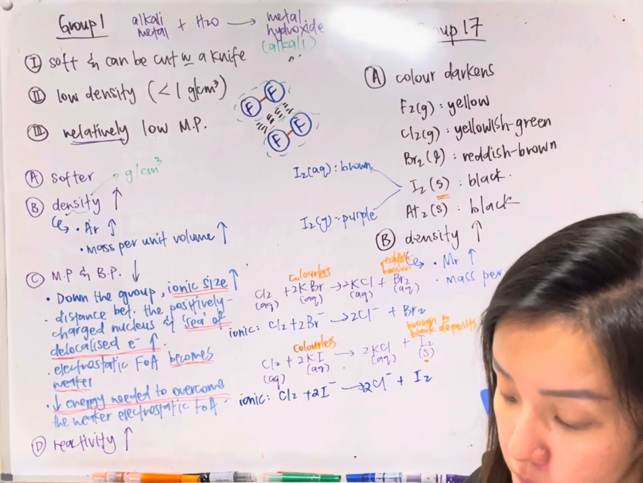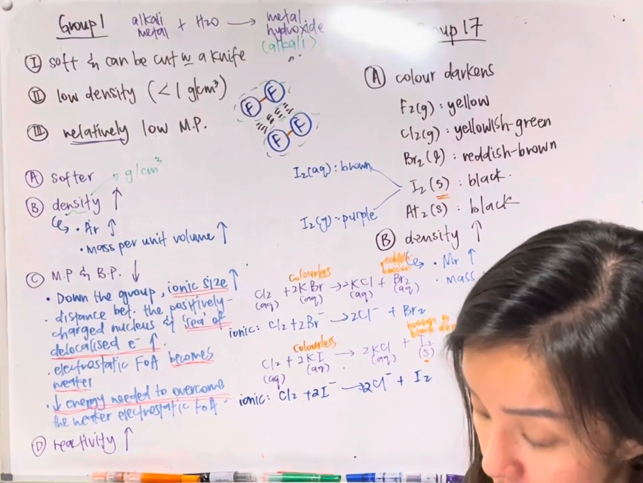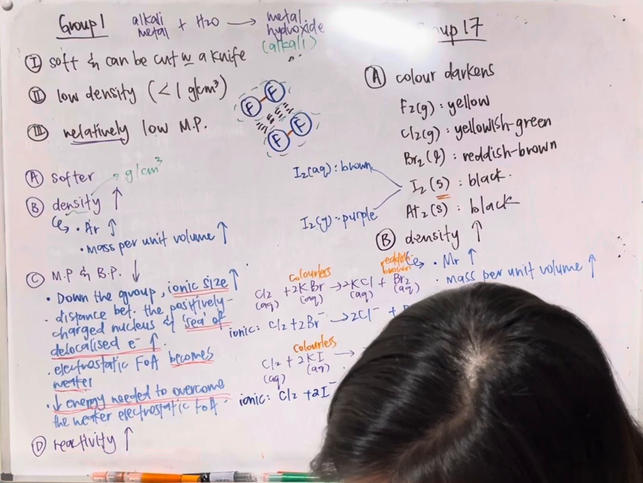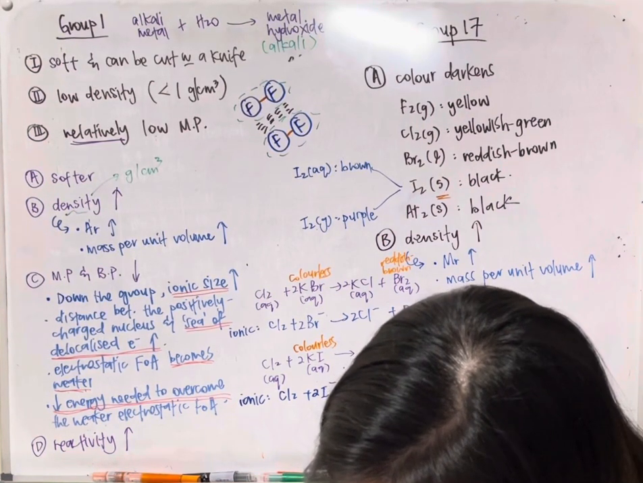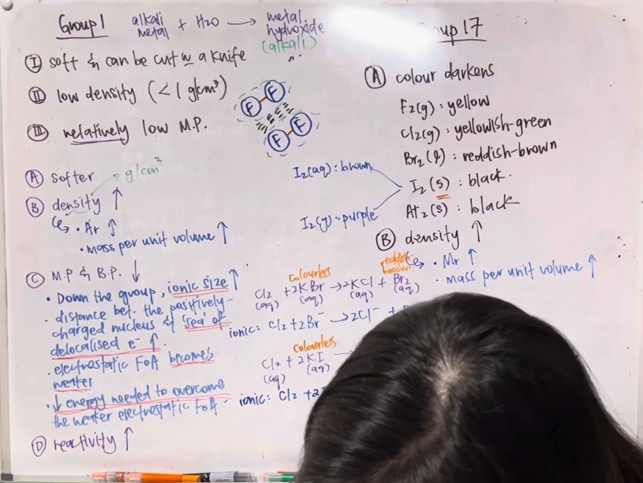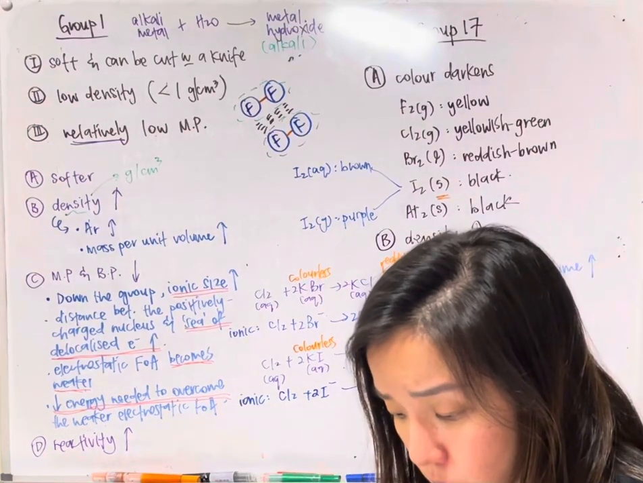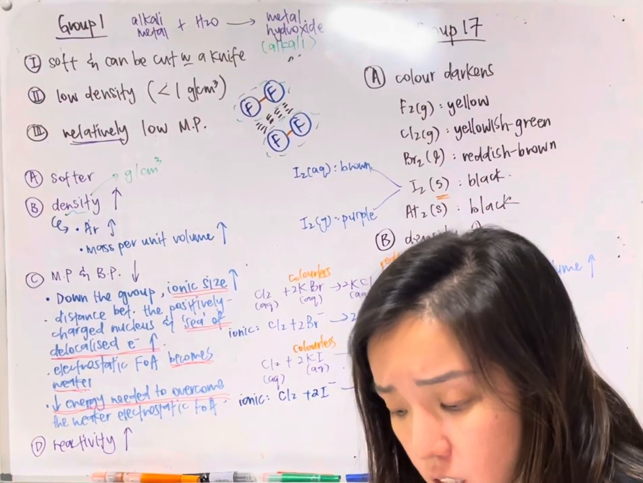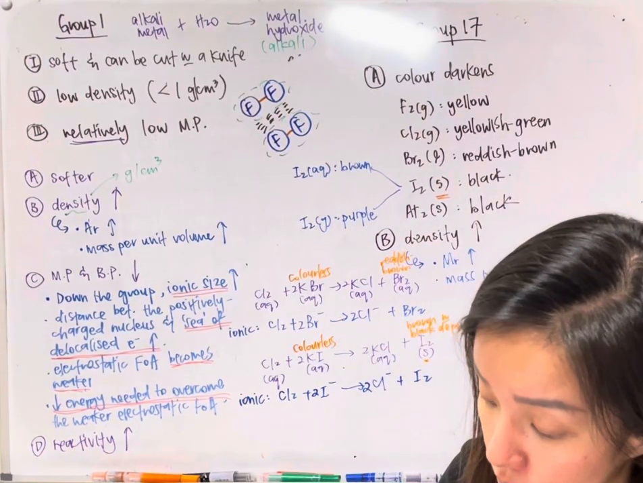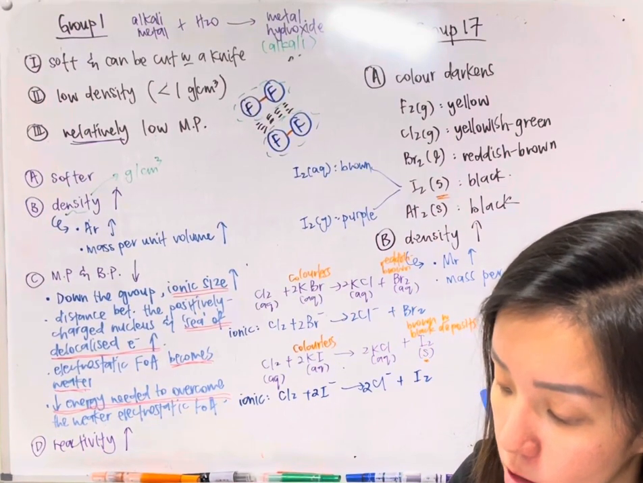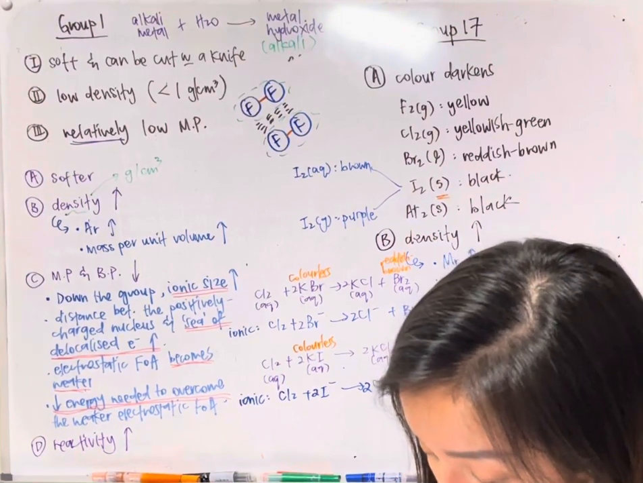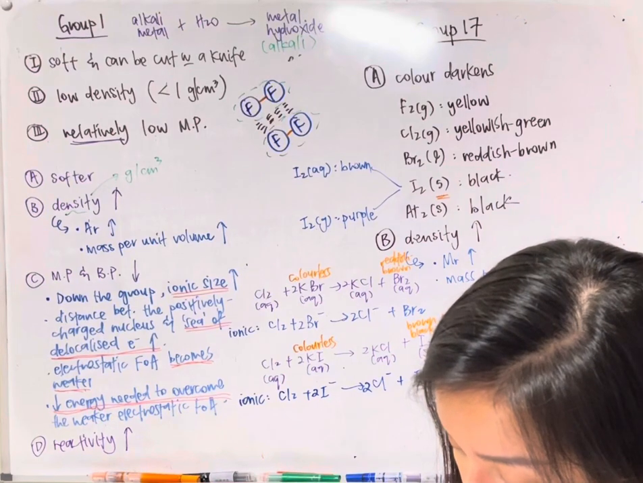Yes, I accept. Down the group, atomic size increases. So that's why the distance between the positive nucleus and the outer electron is larger. Why do you talk about melting and boiling point? Why do you say less energy required to overcome weaker forces? They are talking about reactivity, not melting and boiling point. That one is to explain melting and boiling point, right? So don't take that. Less energy to gain an electron. That's why it's more reactive and able to displace.